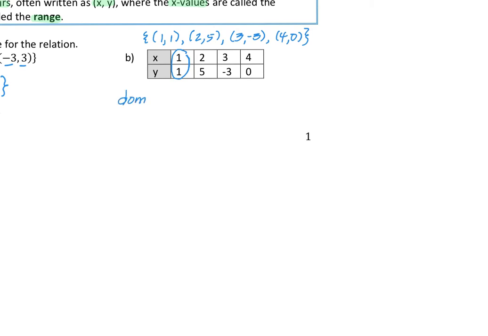The nice thing about having your values written as a table is you can clearly see what your domain is. You just go along that first row, and the different X values would be 1, 2, 3, 4. And then the range would simply be the Y values. So if we go along the row with the Y's, it would be 1, 5, -3, and 0.